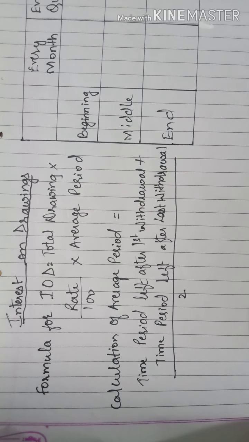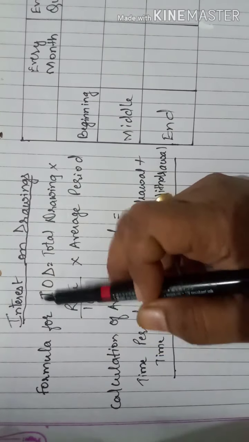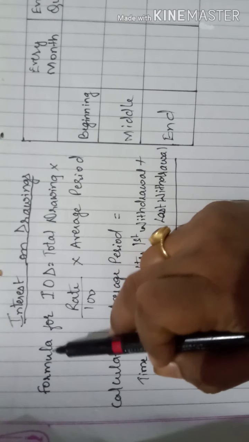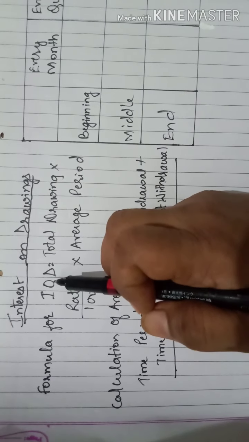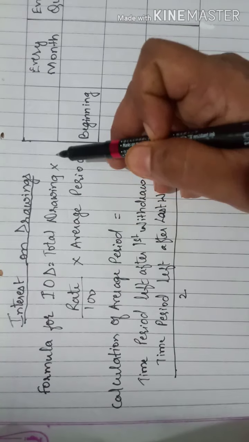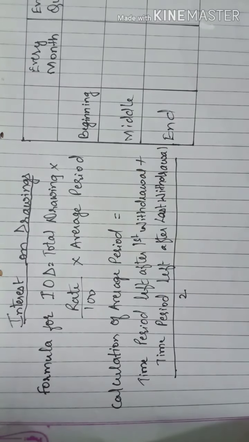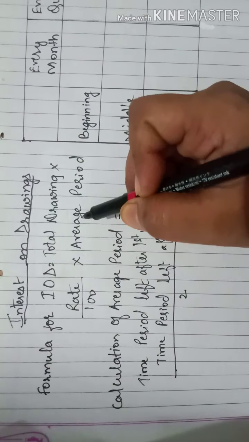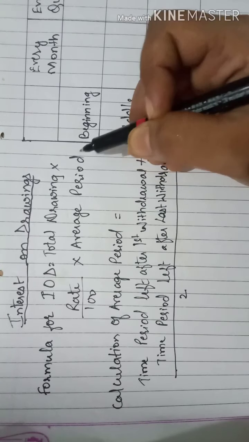First and foremost, let's understand the topic. When you want to calculate interest on drawings, do remember you have to apply one formula. Now what should be the formula? First, total drawings into rate. Rate means whatever rate you are being given, 8%, 9%, 5%, whatever. Then you will multiply it with average period.